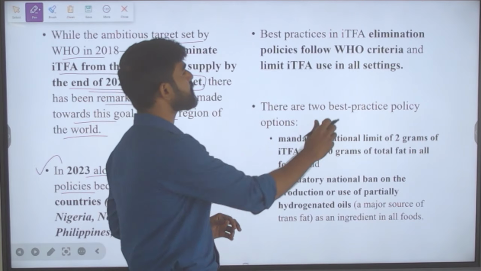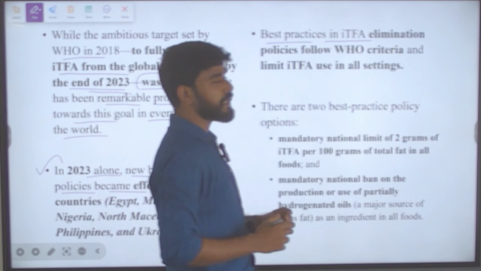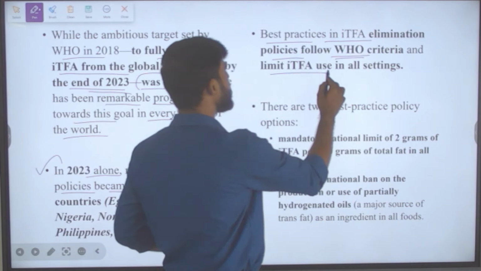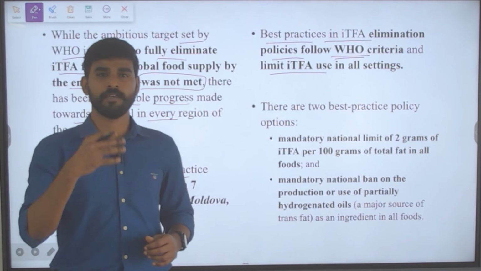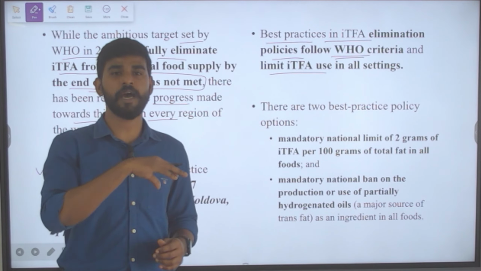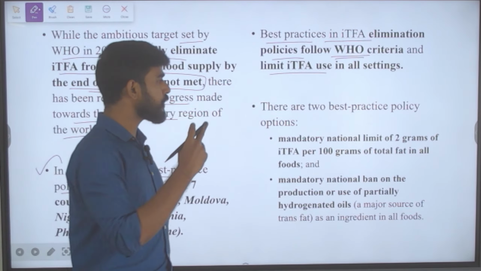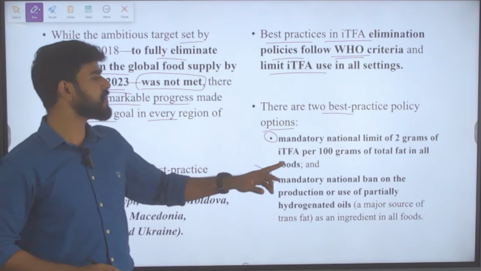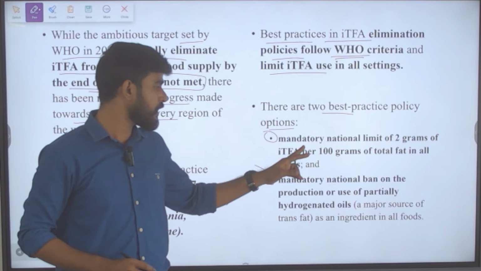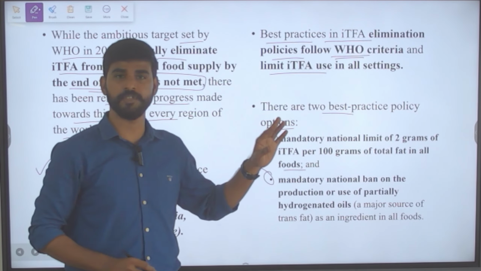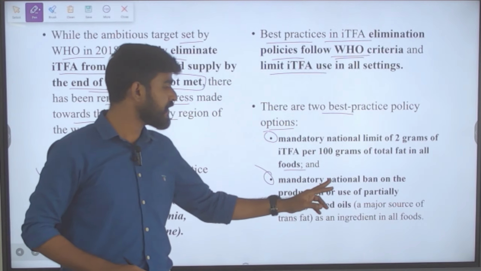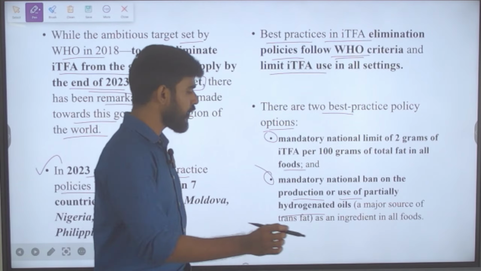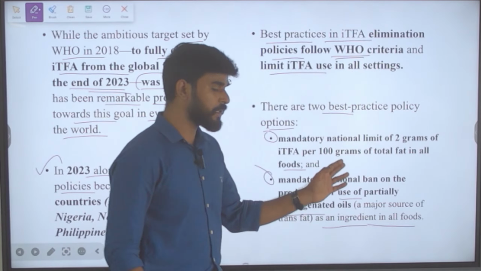So, what is this best practices in elimination of TFA, that is ITFA? Here, the policy follows WHO criteria and the limit which has to be applied to all other settings. Okay, so there are two best practice policy options. The first policy option is mandatory national limit of 2 grams of ITFA per 100 grams of the total fat in all foods. This can be done, or else mandatory national ban on production or use of partially hydrogenated oils as an ingredient in all the food source.